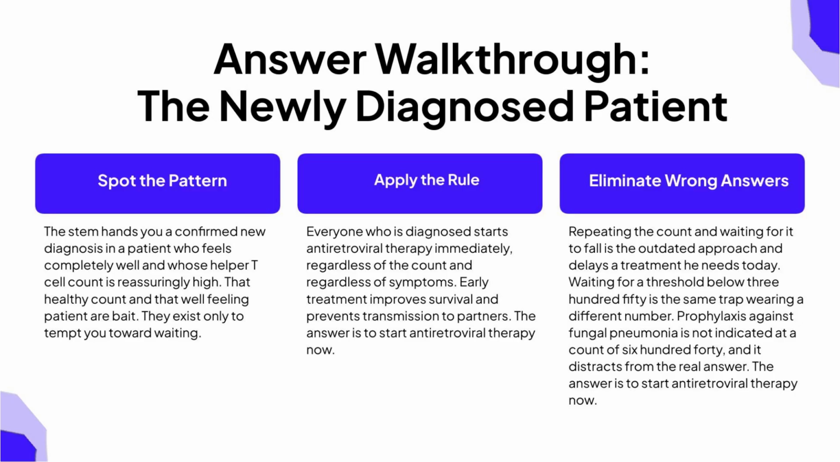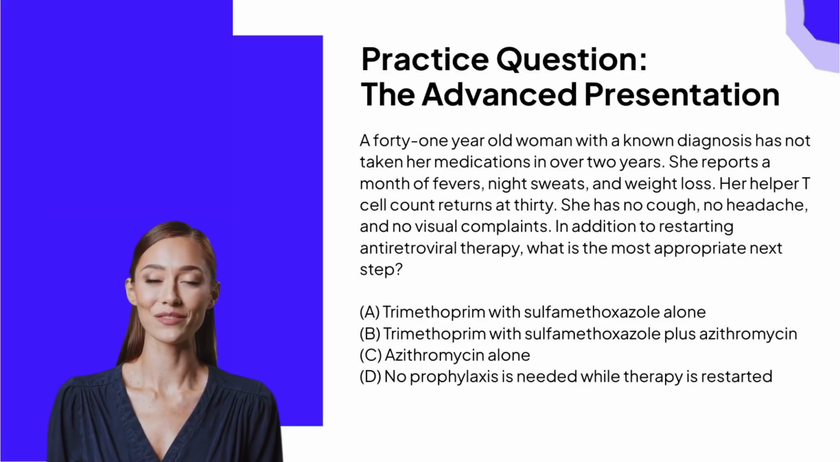The answer is to start antiretroviral therapy now. The high count did not change the answer at all. Our second practice question tests prophylaxis pattern matching.